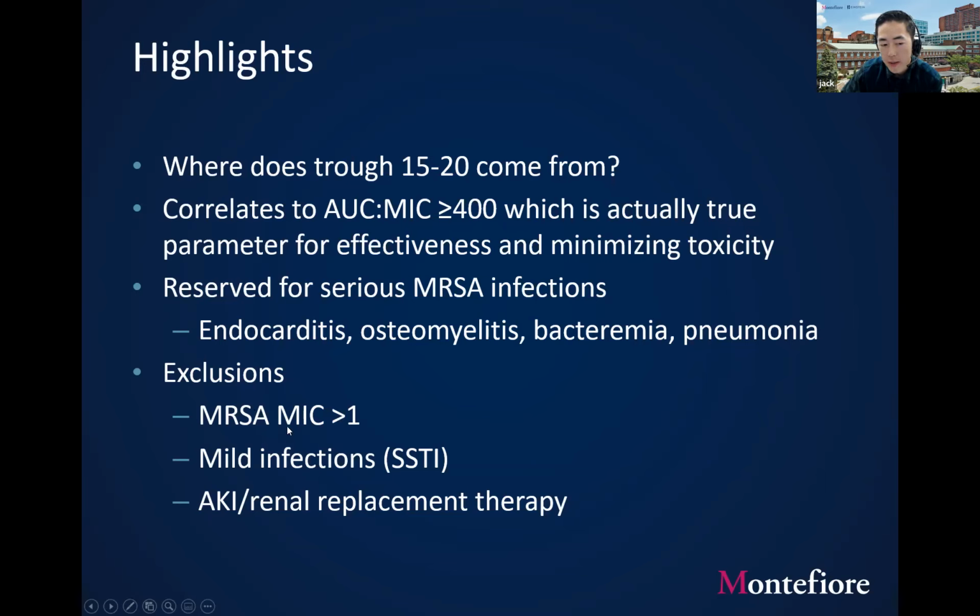Exclusions are when the MIC is greater than 1, because like I mentioned before, you can't really obtain this 400 target if your MIC is greater than 1. For mild infections, you don't really need to do this intensive monitoring, and the renal function has to be stable. Otherwise, you can't really monitor them using AUC over MIC.